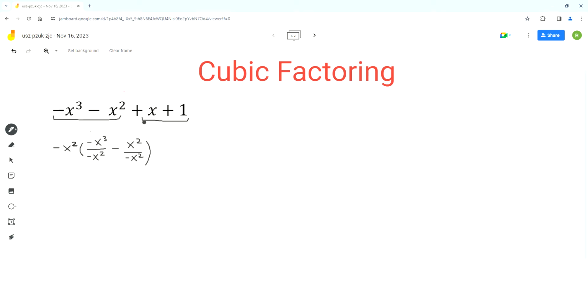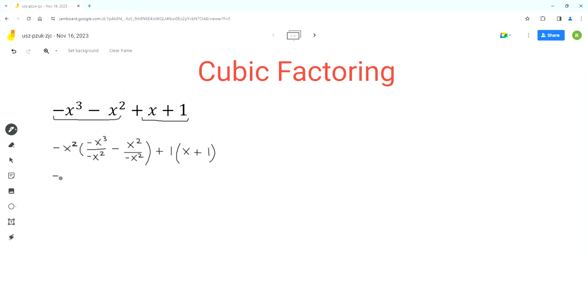Now we can analyze the second pair. Now in the second pair we cannot factor out an x, and then we cannot factor out any other number. So from this pair we can factor out a 1. And then in the parentheses, the terms stay the same as x plus 1, because x divided by 1 is x and 1 divided by 1 is 1. So whenever we factor out a 1, the terms in the parentheses stay the same.